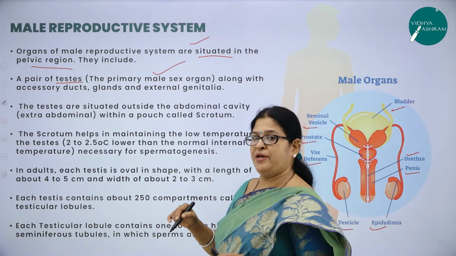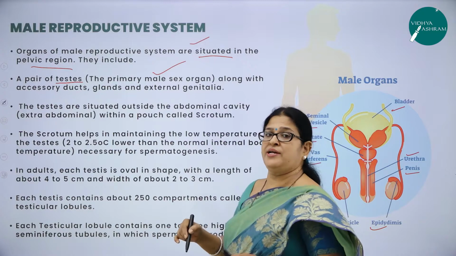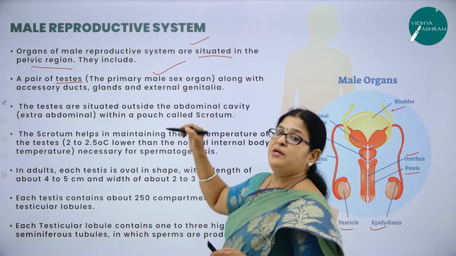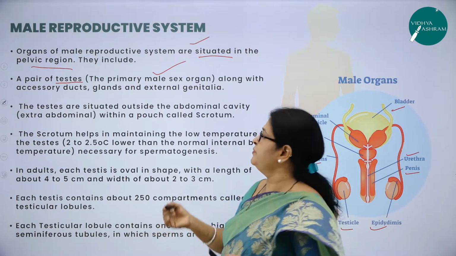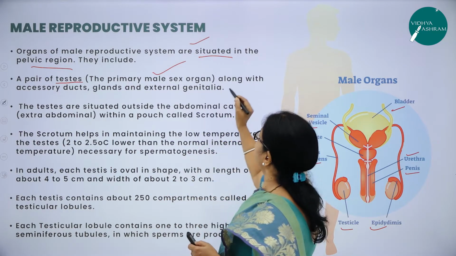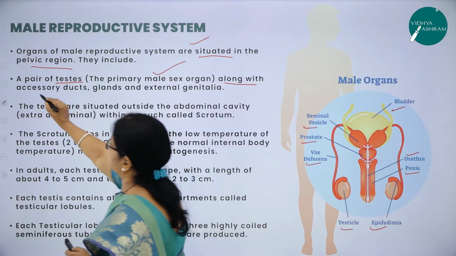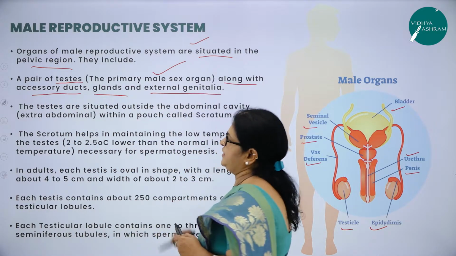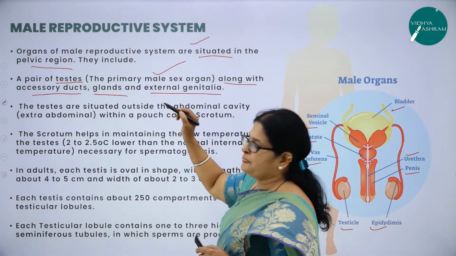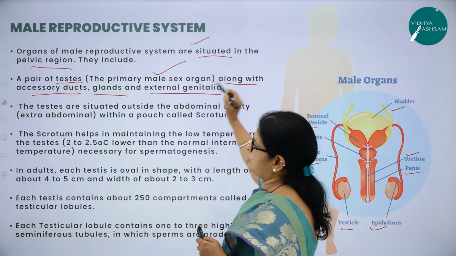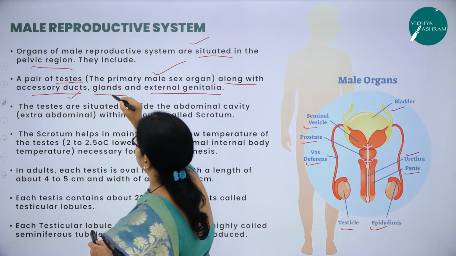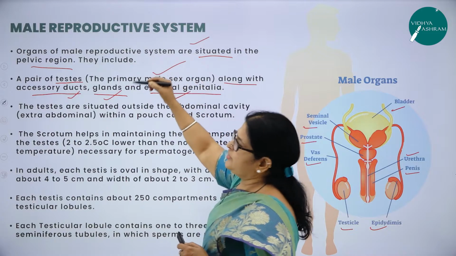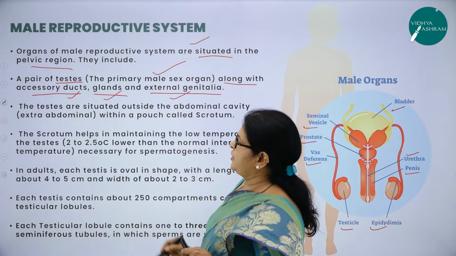Along with a pair of testes, the other organs we call accessory organs, which help the male reproductive system or male reproduction. So what are they? They are called accessory ducts, accessory glands and external genitalia. So what are all the parts? A pair of testes along with what? Accessory ducts, accessory glands and external genitalia. All these are the very important parts of the male reproductive system.